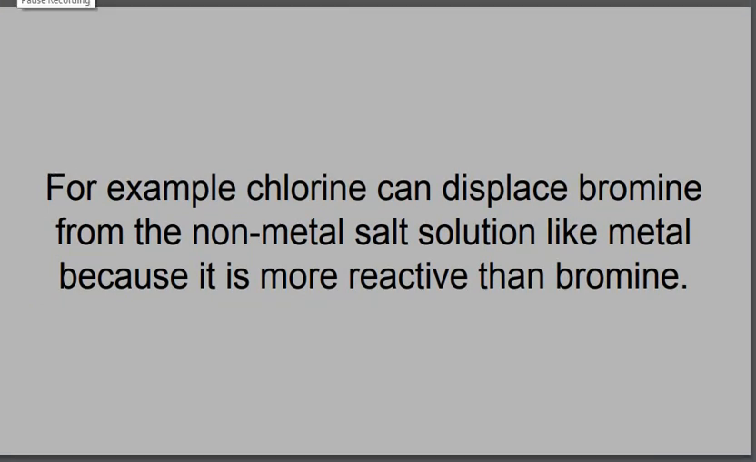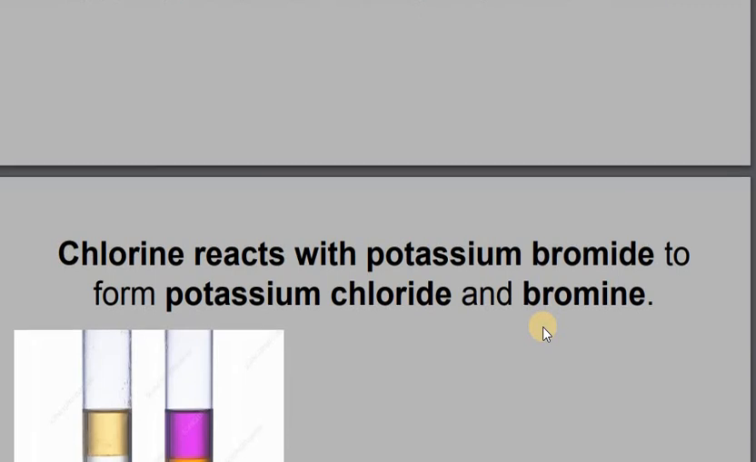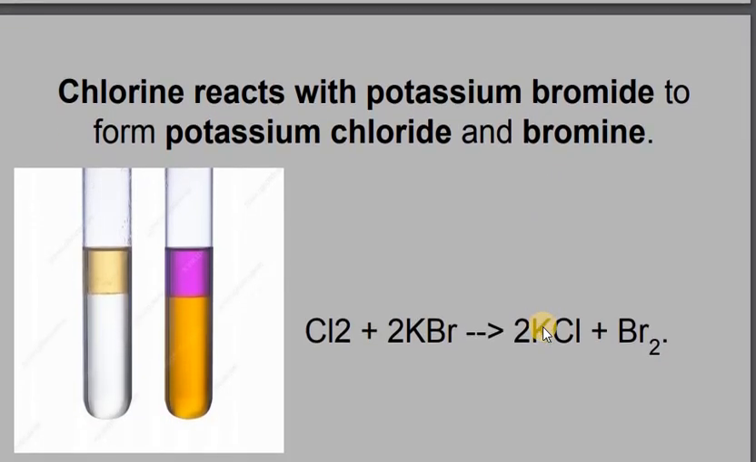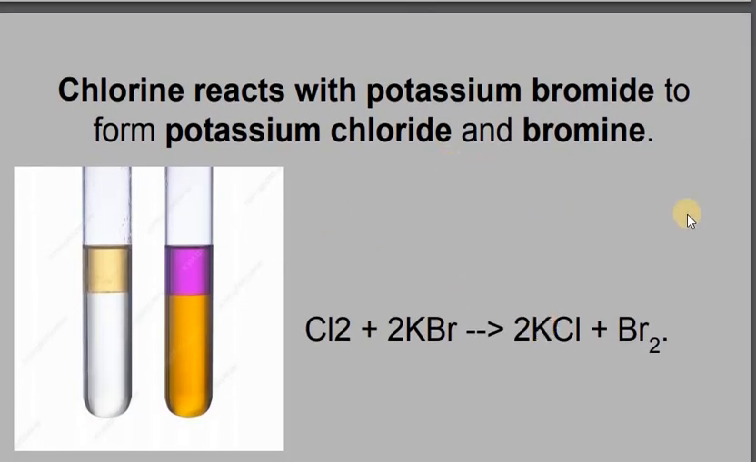Now we'll see displacement reaction in non-metals. So chlorine can displace bromine from a salt solution, like a metal, because it is more reactive than bromine. Here is the example. Chlorine reacts with potassium bromide to form potassium chloride and bromine. So this is potassium chloride and this is the bromine solution.